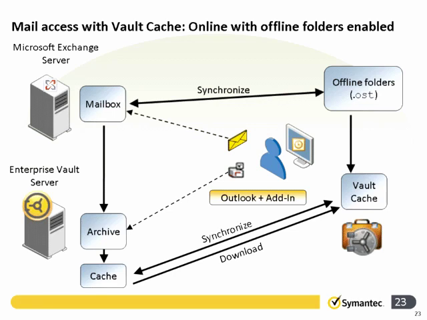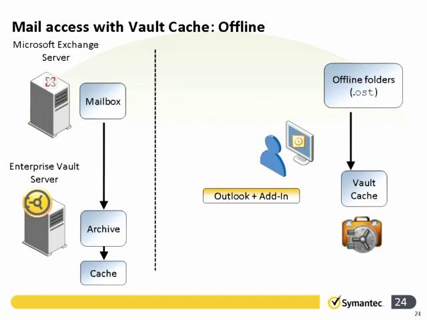So therefore, when I am accessing these items online, anything that's been archived is directly accessed from the Enterprise Vault server. If we are using shortcuts in our offline folders, we will not be performing any shortcut checking, and that shortcut checking is checking to determine if I have a shortcut for an item that is in the offline folder where I do not have a corresponding item in the Vault Cache.